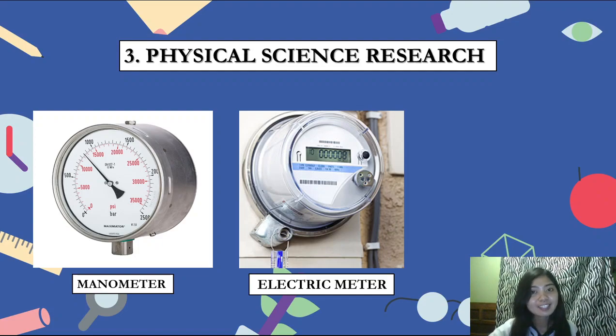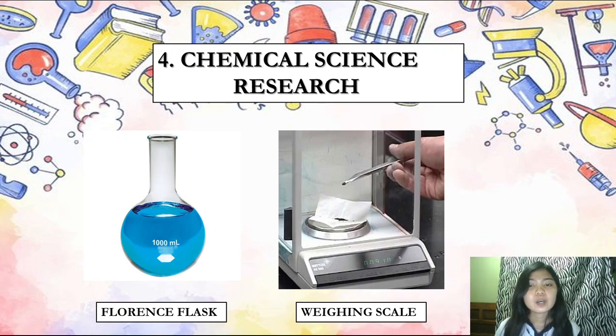Next is physical science research. This is the study of the inorganic world. There are machines that measure energy or force, gas pressure, liquid pressure, electrical energy, and more. We have examples here: the electric meter and the manometer that is used to measure and indicate pressure. And then we also have chemical science research. This deals with the composition of substances and their properties and reactions. Example devices in this area are the Florence flask and the weighing scale.